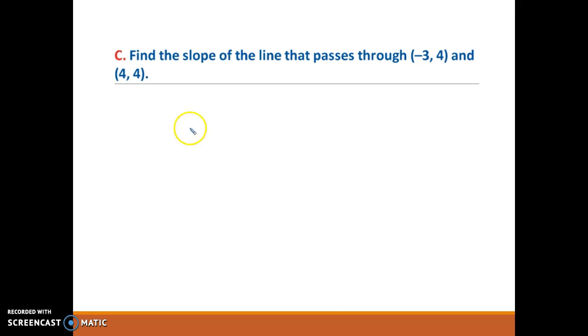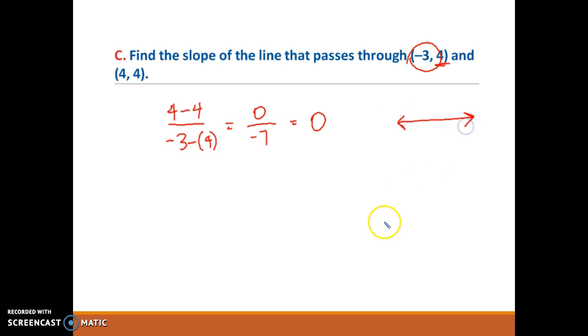All right, now I've got 2 more points. So I'm going to start with the 4 up here. So I've got 4 minus 4. And then I got to start with that same x. Negative 3 minus 4. 4 minus 4 is 0. Negative 3 minus 4 is negative 7. 0 divided by anything is 0. So remember, a slope of 0 is a horizontal line because I'm not rising at all.